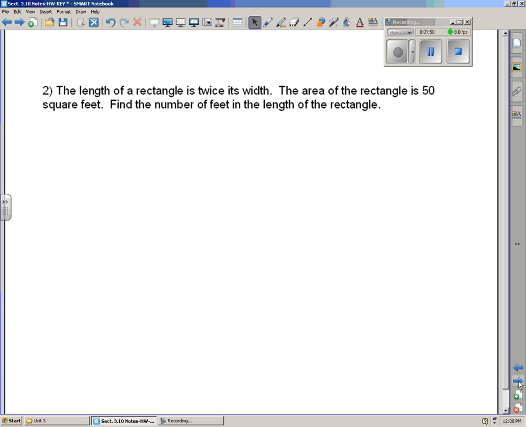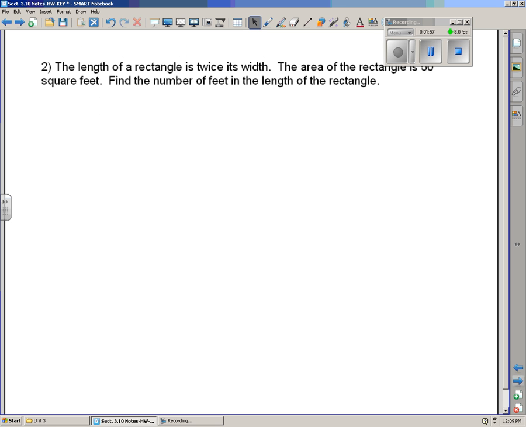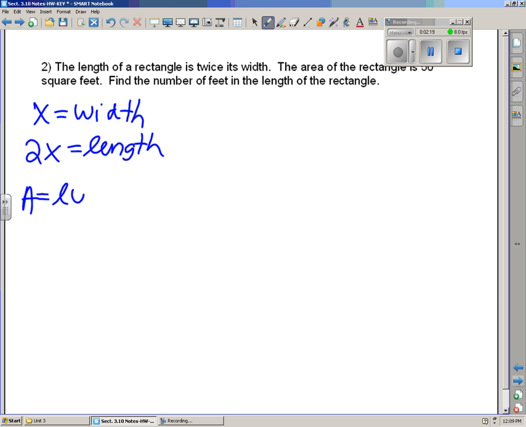Take a look at the second one. The length of a rectangle is twice its width. The area of the rectangle is 50 square feet. Find the number of feet in the length. Well, we know least about the width. So if x is equal to the width, and the length is twice the width, then your length becomes 2x. We know that the area of a rectangle is base times height, or in this case, length times width. They tell you that the area of the rectangle is 50 square feet.